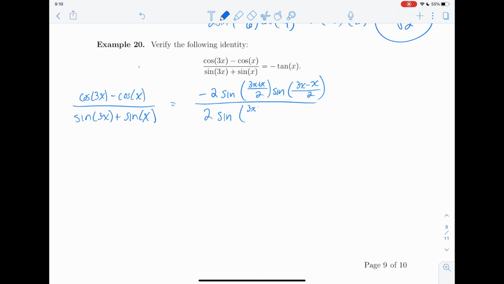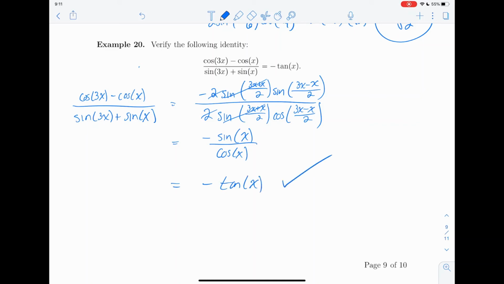Sine of 3x plus x over 2 times cosine of 3x minus x over 2. On the one hand, you might think, wow, I've really overcomplicated this. But you'll start to realize that, oh wait, things cancel. These signs are identical, so those go away. The 2's go away. And what I'm left with now is a negative sine of 3x minus x, which is 2 over 2, of course, just an x. The bottom is a cosine of x, and we know that that's equal to negative tangent, which is where I wanted to be.